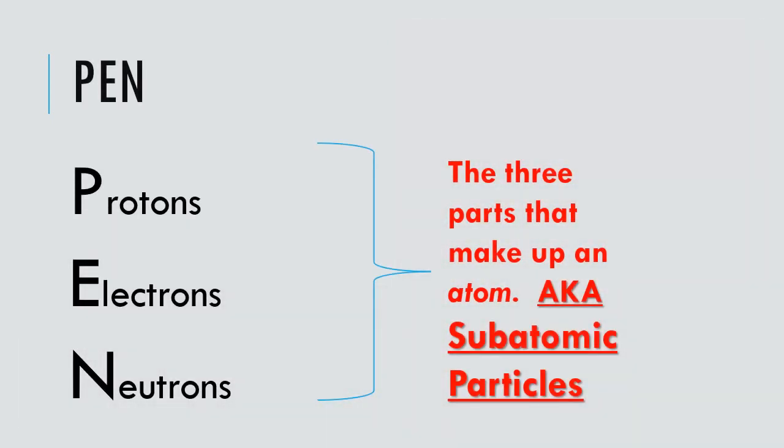So a very simple little acronym to help you remember the different parts of the atomic structure is PIN. Protons, electrons, neutrons. So these are the three parts that make up an atom, also known as subatomic particles, because they're smaller than an atom. They build an atom.